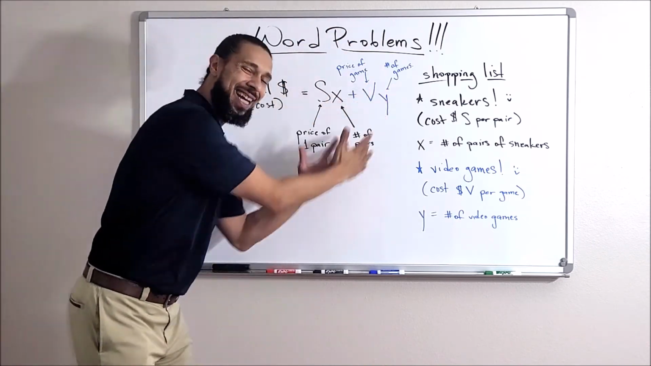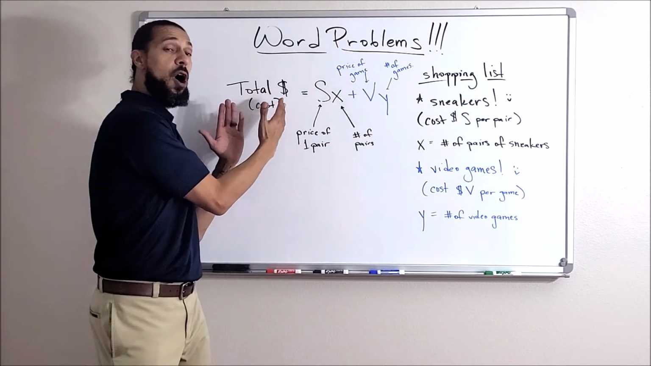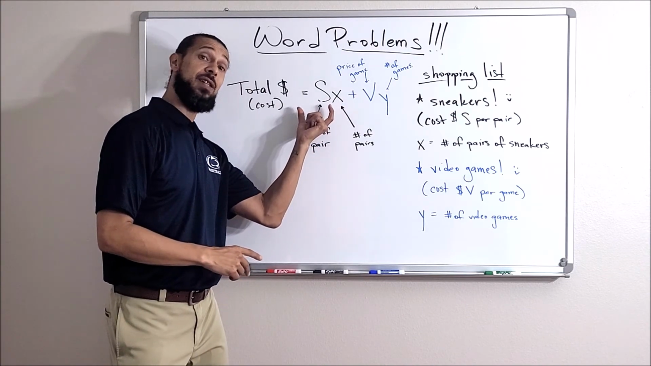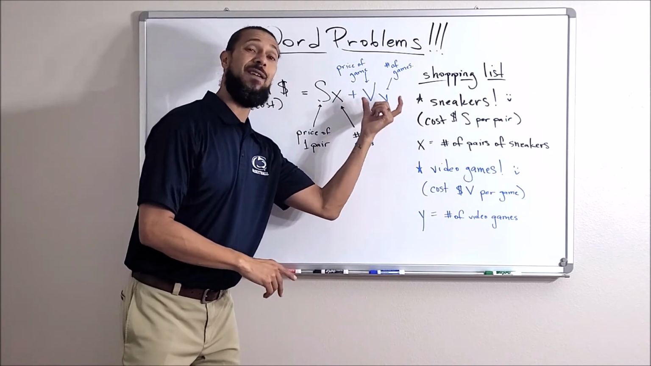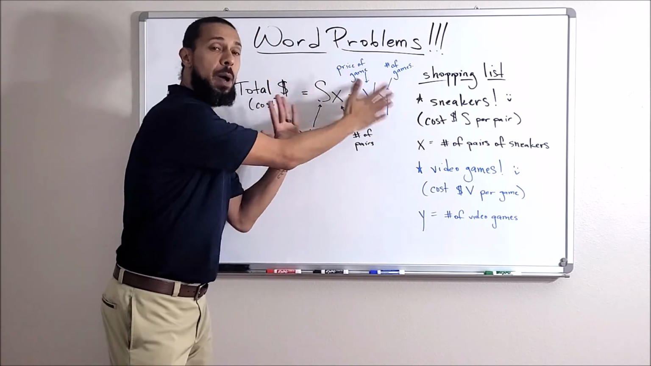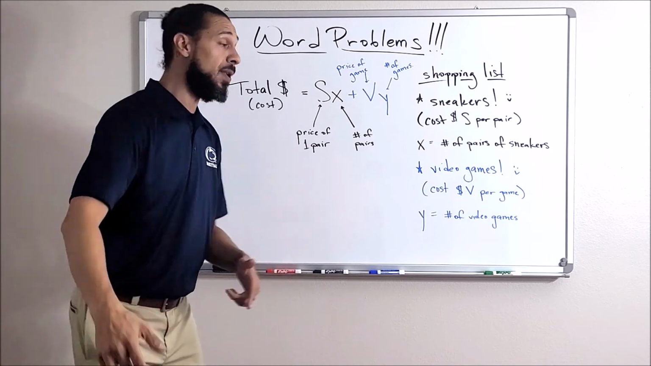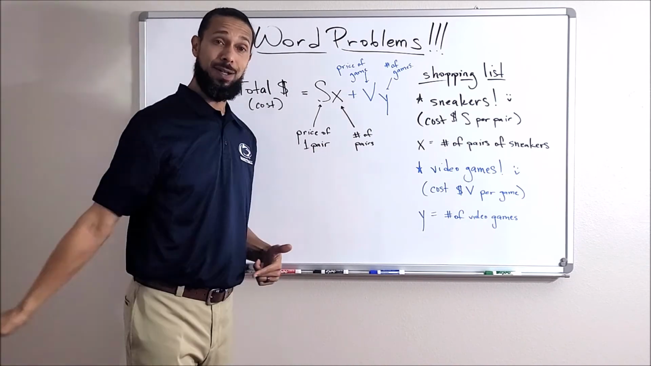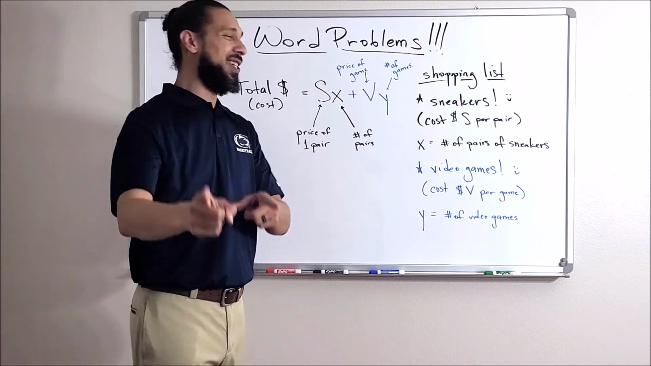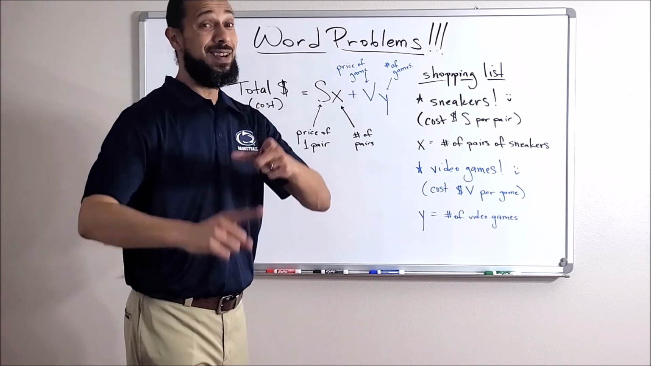Yes, exactly right. So my total cost now has 2 parts: the money I would spend on sneakers plus the money I would spend on video games. All of these numbers will be given to you in the problem and you would just plug them in where they go. Let's try one. In part 2 of this video, we're going to put in some numbers here. Let's talk about it.